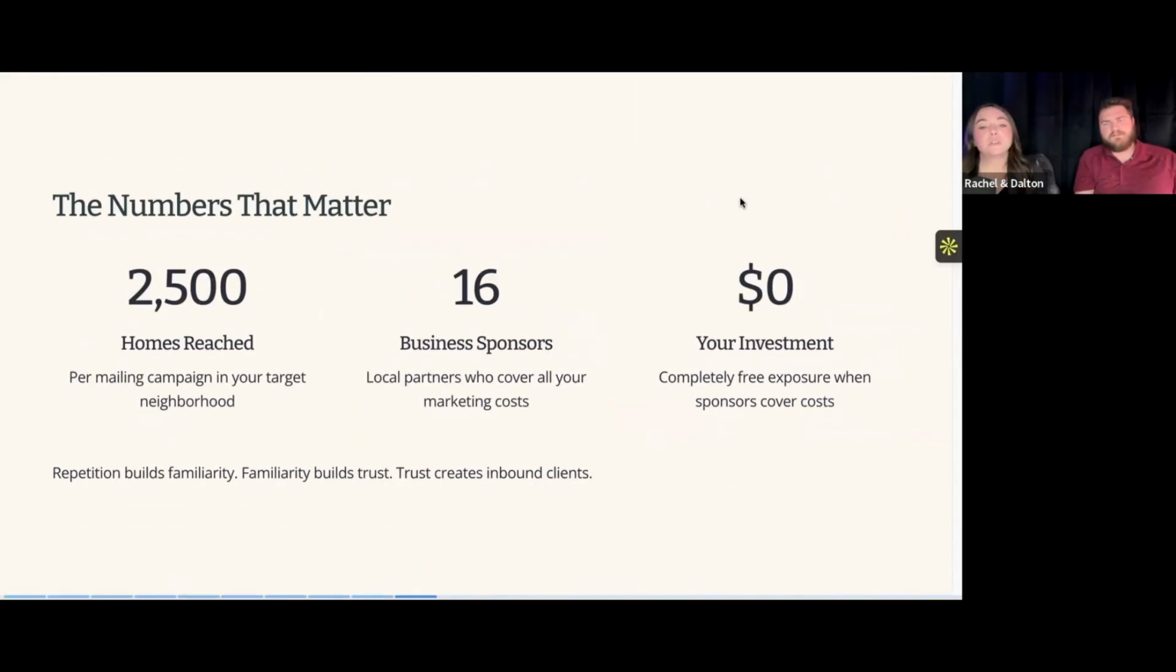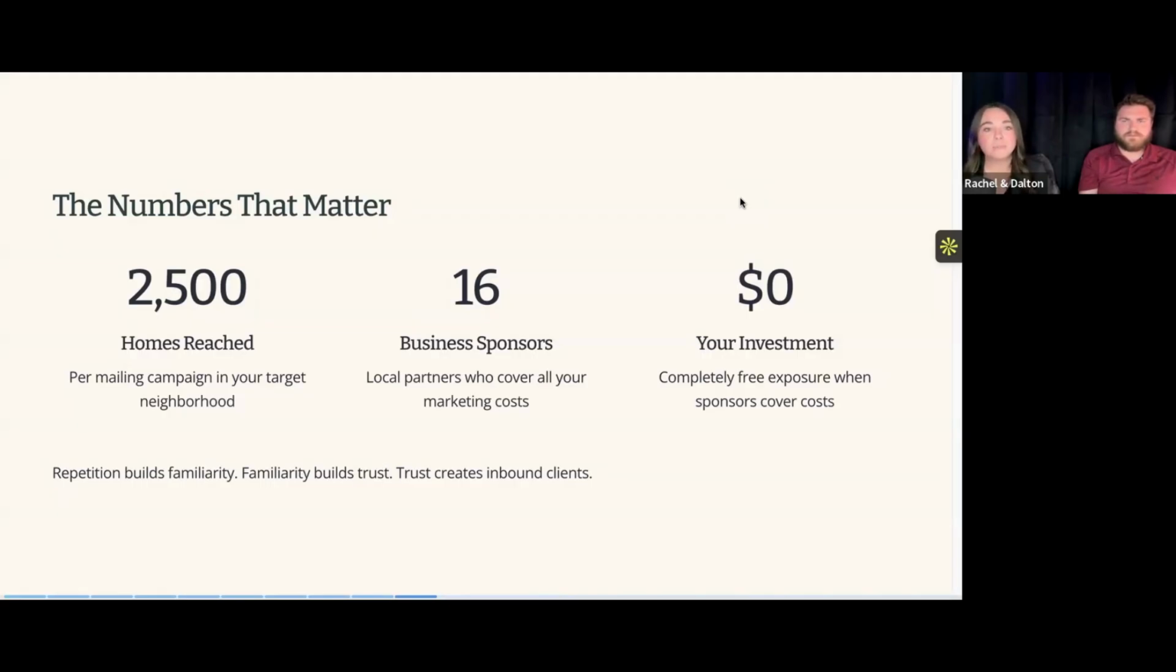Okay, so just a little bit about the numbers to break it down for you guys. Each postcard mailing goes to 2,500 homes, and you get to pick the neighborhood because you're organizing the card. That means you can select the neighborhoods that you've always wanted to sell houses in, or maybe you're popular in that area and you want to keep expanding there. And then you get up to 16 local businesses to purchase spots on the card and share it with you. And again, your investment is $0.